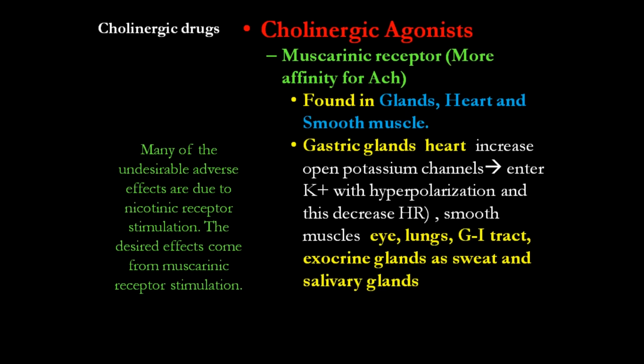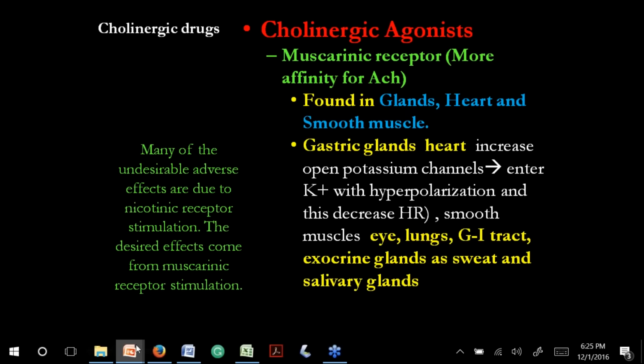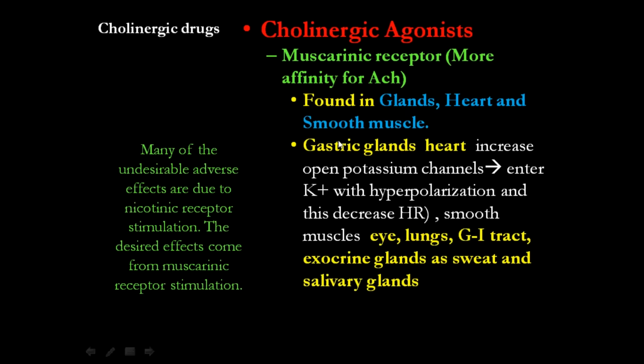Okay, so let's start talking about the cholinergic drugs. We already know what the actions of the cholinergic medication are. First of all, remember the acetylcholine. Acetylcholine is going to use cholinergic receptors. These cholinergic receptors are going to be subdivided into nicotinic and muscarinic receptors. So what are the effects of the nicotinic and muscarinic receptors?